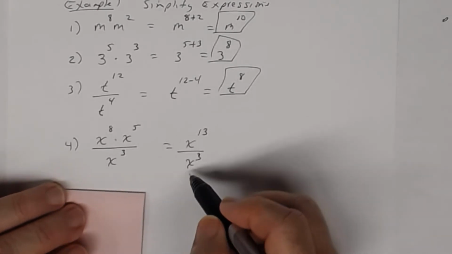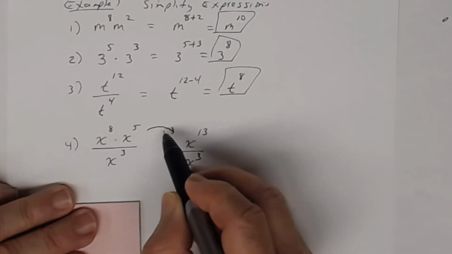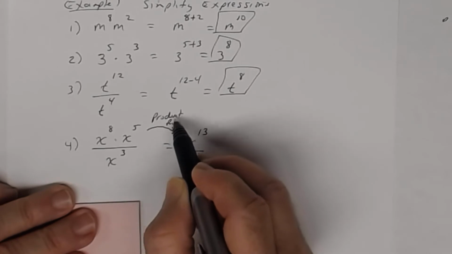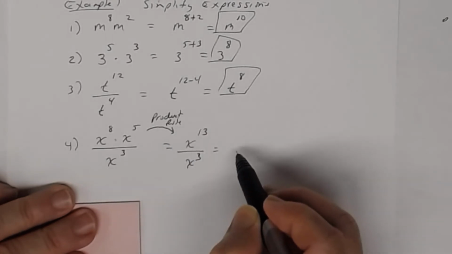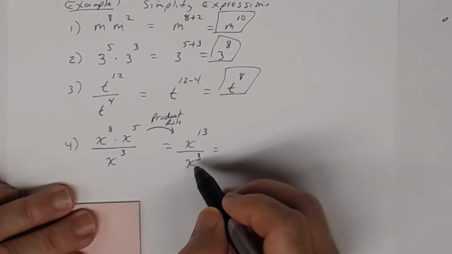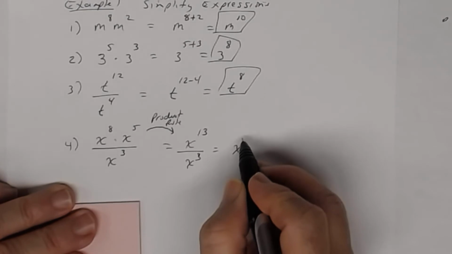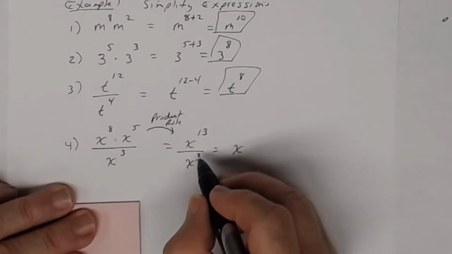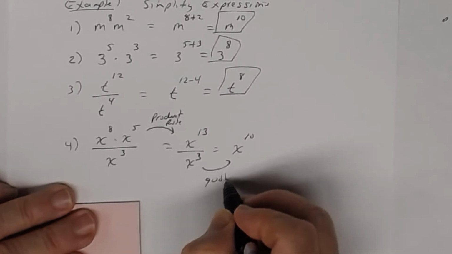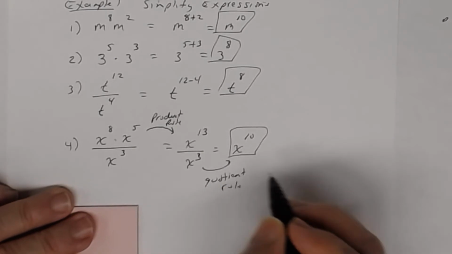Now I'm going to use the quotient rule. So notice to go from here to here, I use the product rule. And then to go from here to the answer, I'm going to use the quotient rule. So x to the 13th divided by x to the 3rd will be x to the, and remember you subtract exponents, so 13 minus 3 is 10. So here we use the quotient rule for exponents. So the answer is x to the 10th.